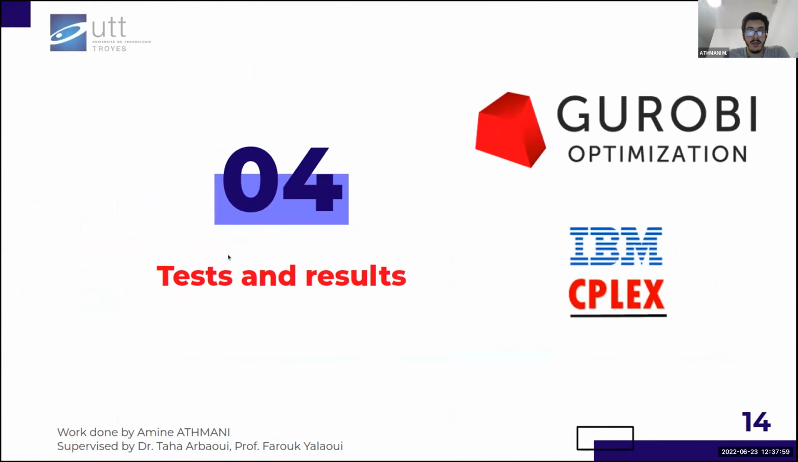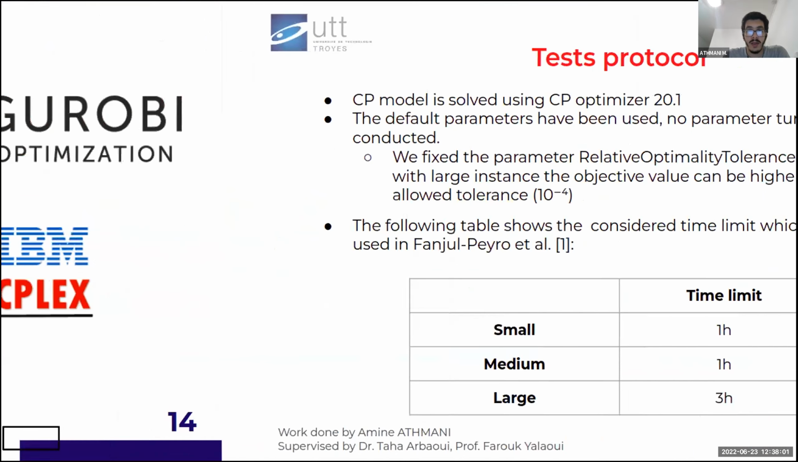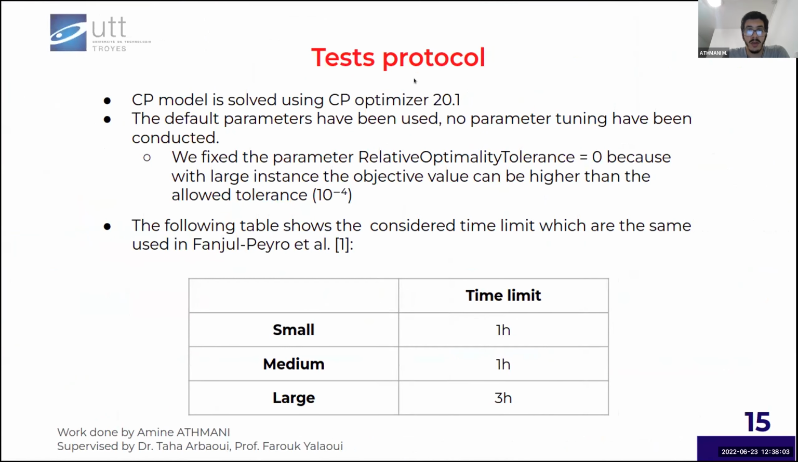So we tested this model using IBM CPLEX CP Optimizer, the latest version. We didn't do any parameter tuning, but there is one parameter that we changed to zero, which is the relative optimality tolerance, because it was equal to 10 to the minus 4. And we have some really large values for the Cmax, so we fix it to zero in order to get the right optimality flag.